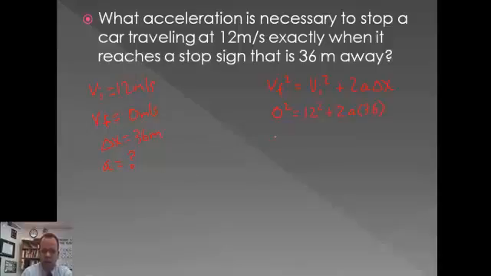So if we do this out, 0 squared is 0, 12 squared is 144, plus 72a. Subtract 144 from both sides. So a is going to be negative 144 divided by 72. And we get an acceleration this time of negative 2 meters per second squared. The negative should make sense to us because this object is slowing down. Anytime an object is slowing down, the acceleration will be in the opposite direction of motion.